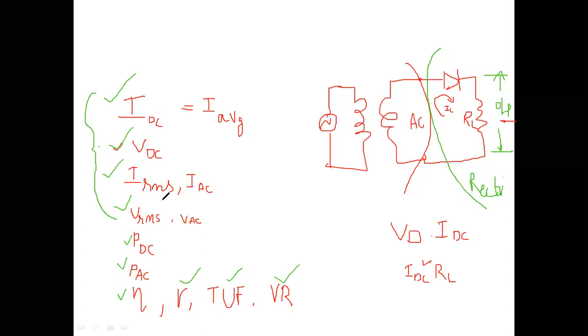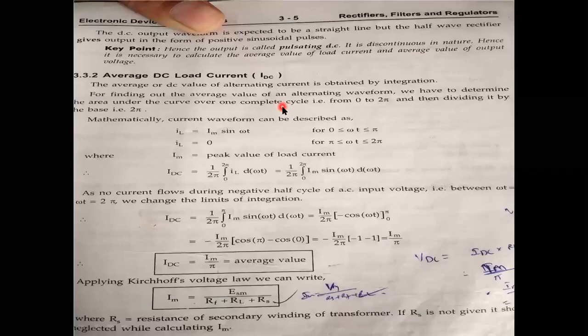Is it clear for you? So we are moving on to derivations now. First one is average DC load current, IDC.